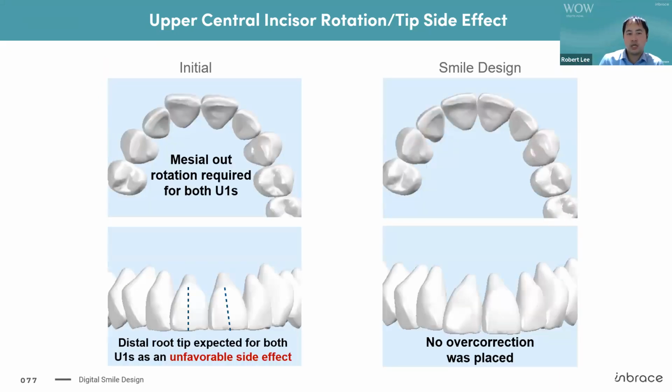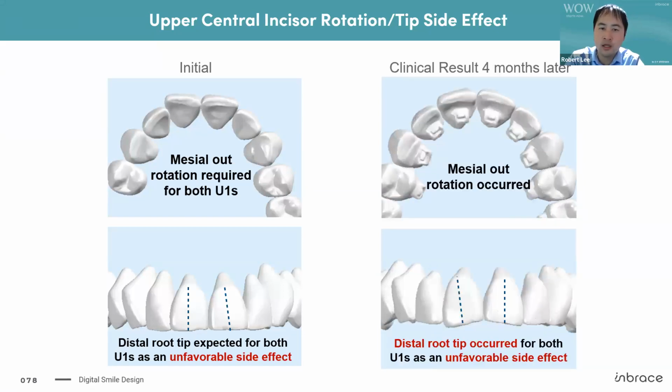So when we look at a case example for this, upper ones in this case require a mesial out rotation. If you look at the initial angulation on the bottom left, it starts in a fairly ideal angulation. No overcorrection was placed in this one, but you can see again, mesial out rotation is going to be planned. And if you look at the top right, the mesial out rotation was achieved. So when you look at the top view, things look great. But then when you look in the bottom right image, now we have distal root tip, the side effect that we expected because mesial came out relative intruded, distal came in relative extruded. You got a net distal root tip side effect. And in this case, it's unfavorable and that unfavorable movement expressed.